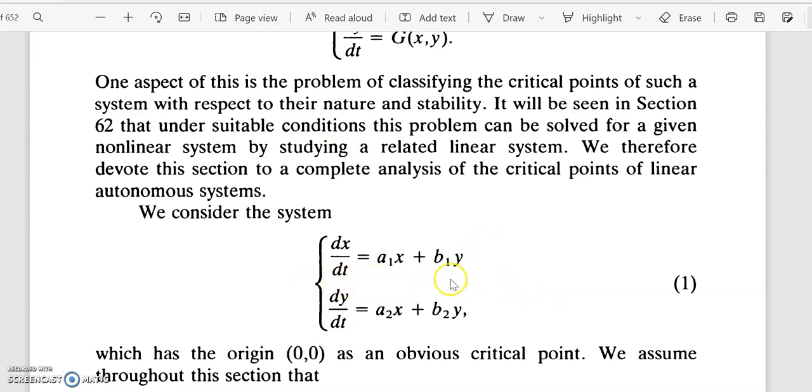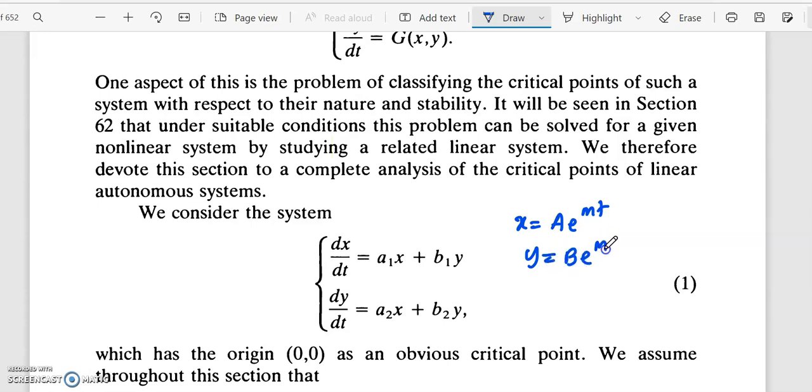We have seen how to find the solution of this linear autonomous system. So we'll take the solutions in the form x equal to a e raised to mt and y equal to b e raised to mt. So we'll be obtaining a quadratic equation.